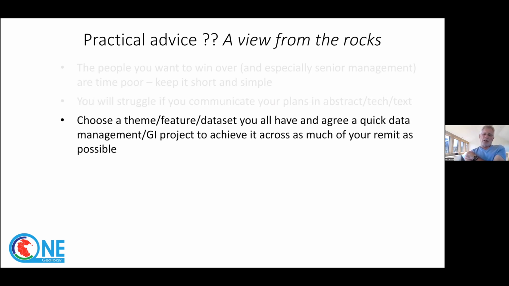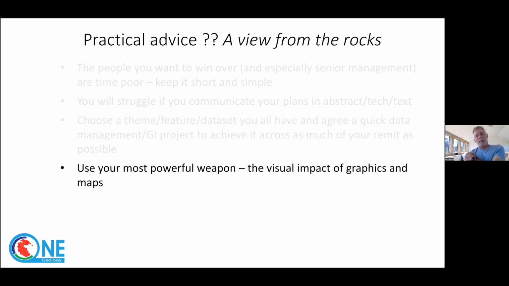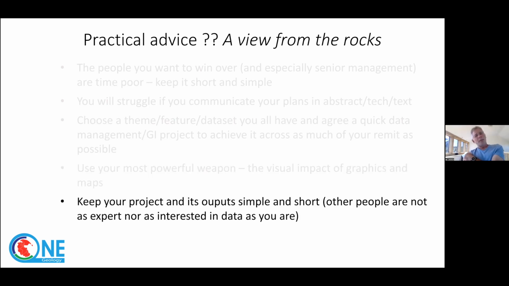Choose something in your domain that you can have a quick win with, and something that everybody can join in with. Something you can do to actually show tangibly why data management is a good idea. Don't forget that a picture tells 1,000 words. So if you haven't got maps, use graphics. Most people get pretty bored with text. And keep it short and simple.